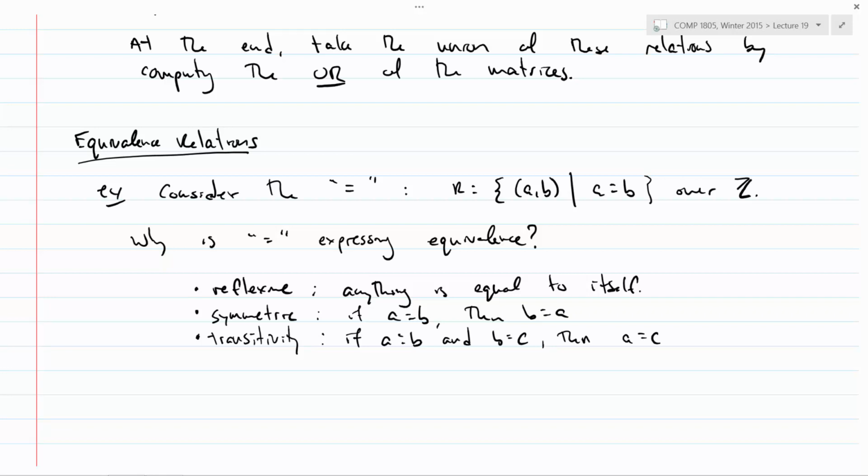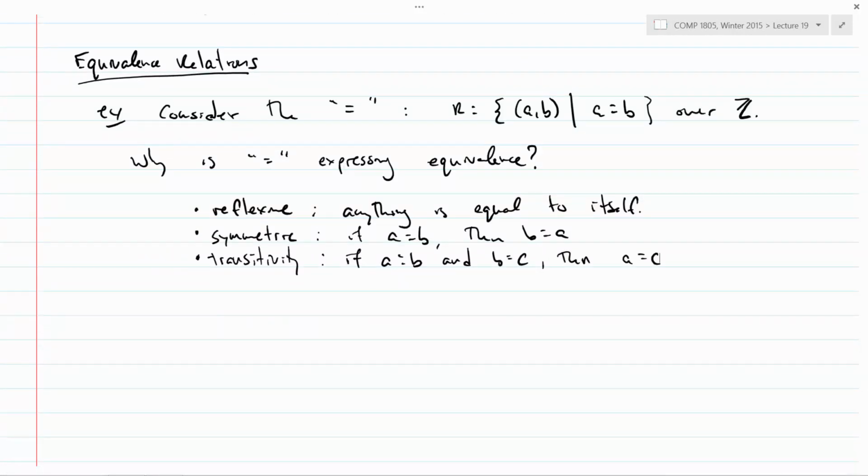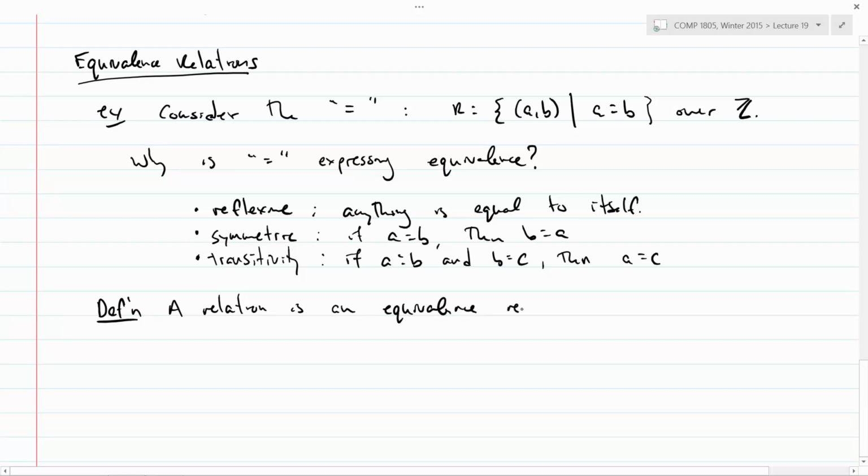All right. So there's lots of other examples, and we'll get to them. But first I'll just define it. So a relation is an equivalence relation if it is reflexive, symmetric, and transitive. That's the requirement for equivalence relation.